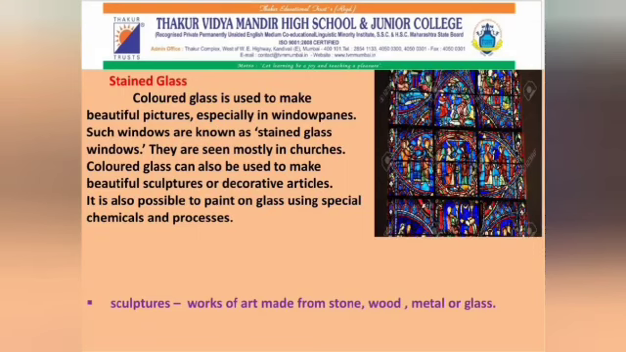Let's read the next paragraph. Stained glass. Colored glass is used to make beautiful pictures, especially in window panes. Such windows are known as stained glass windows. They are seen mostly in churches. Colored glass can also be used to make beautiful sculptures or decorative articles. It is also possible to paint on glass using special chemicals and processes.